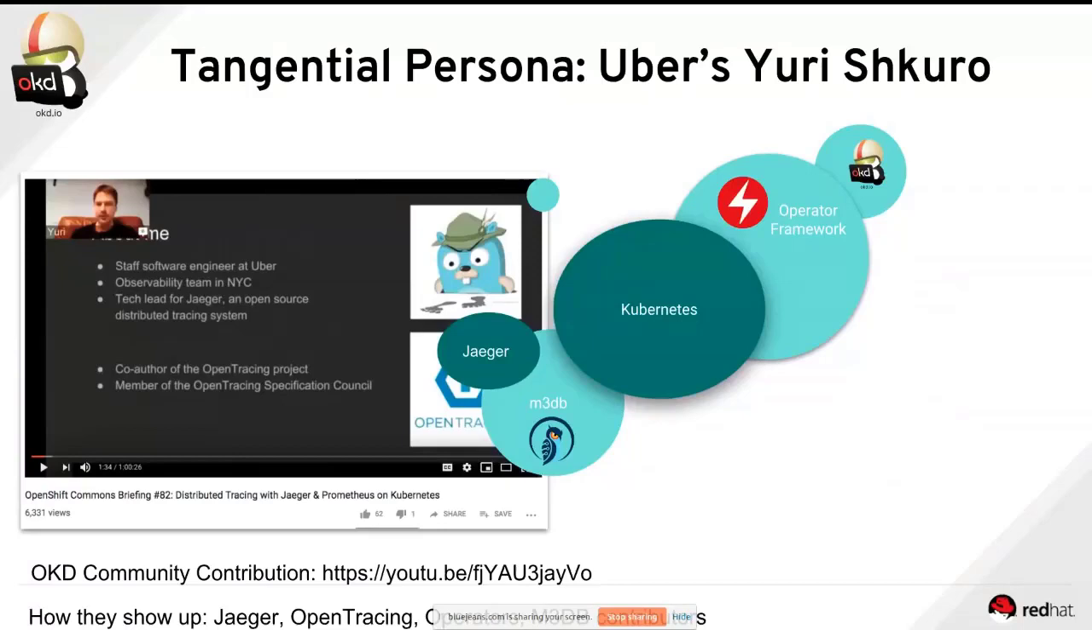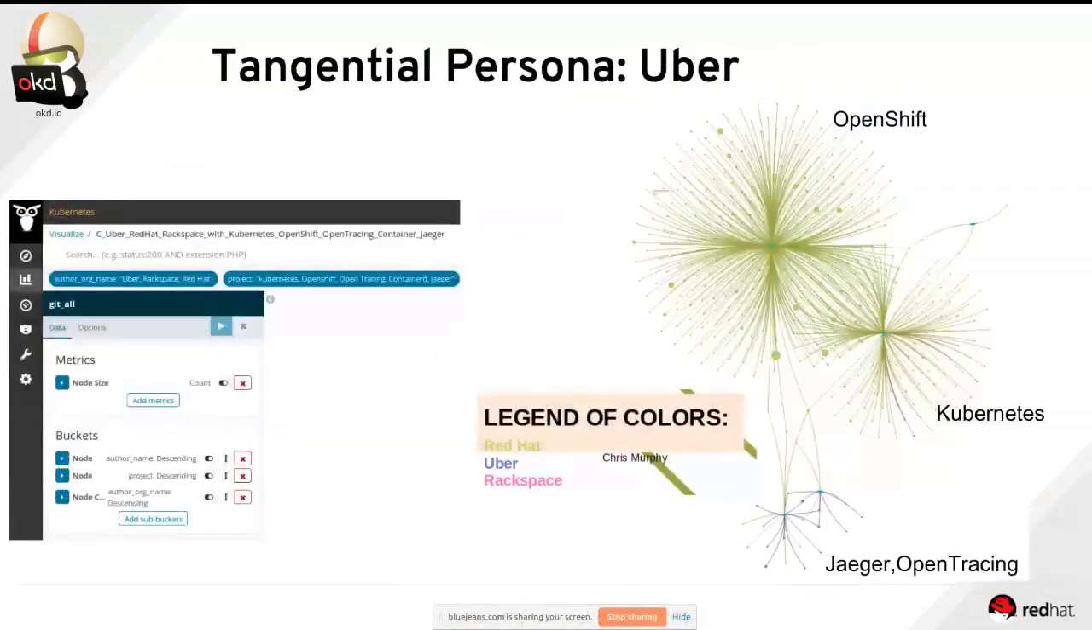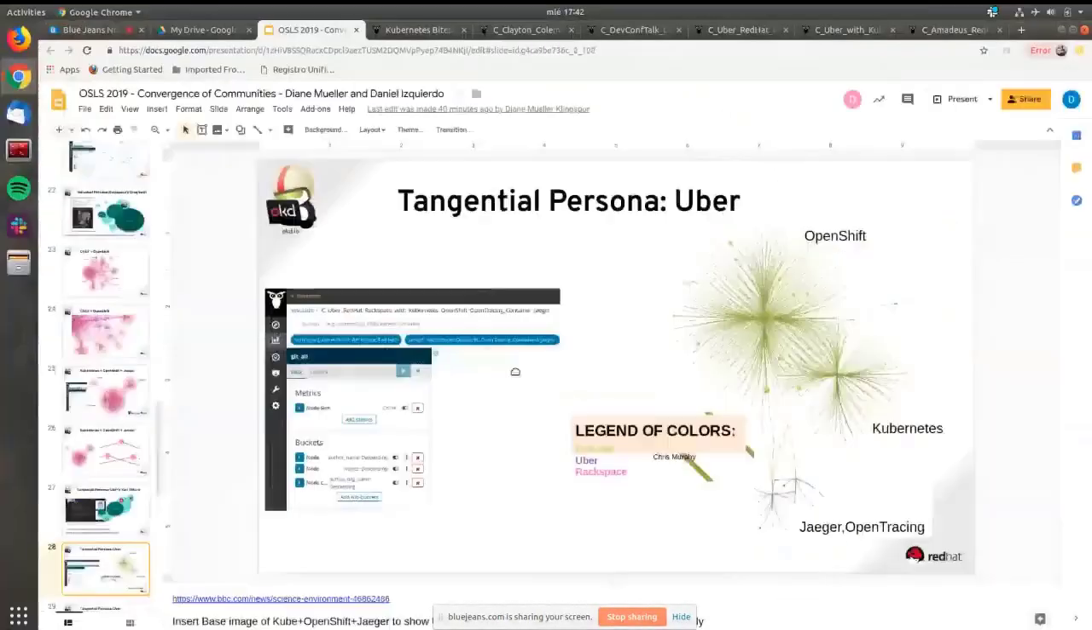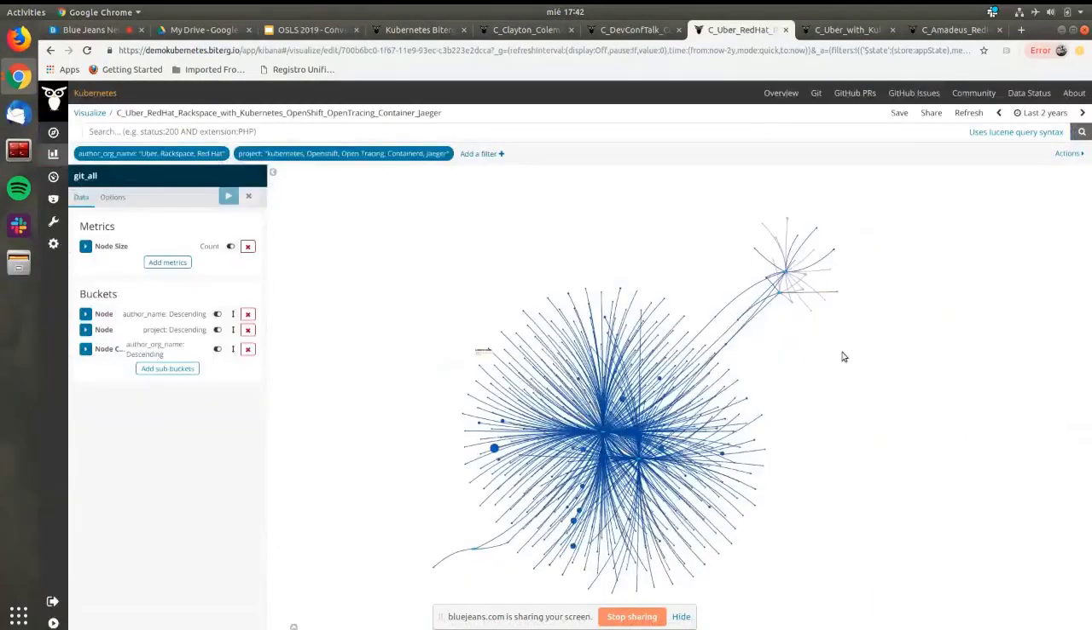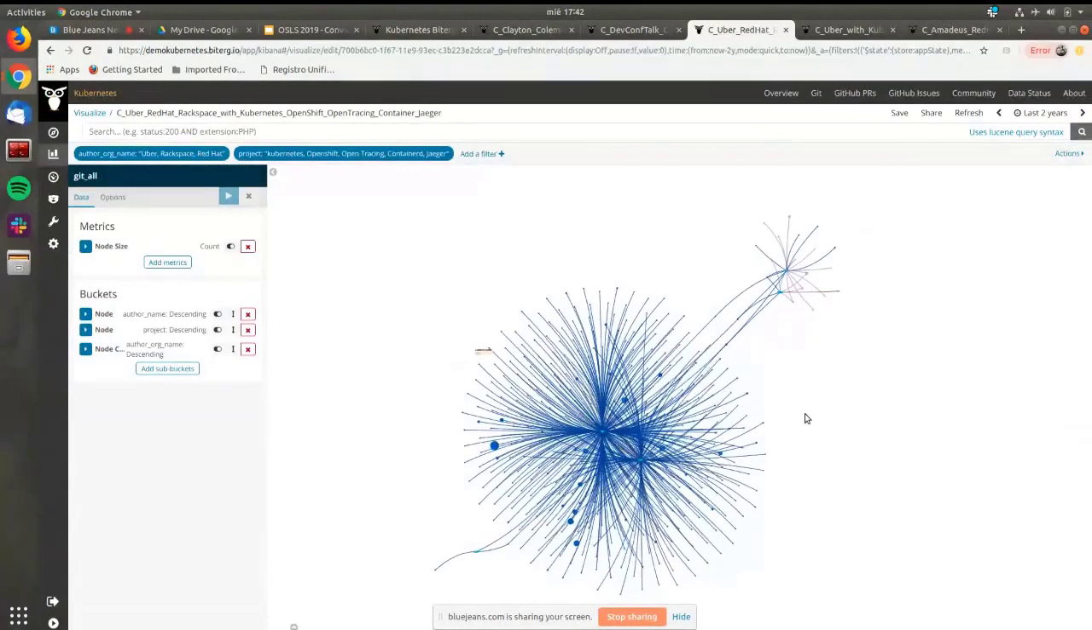So we take a look at Yuri, and the interesting thing is as we were diving into Yuri, we were also having these other conversations from the operator framework perspective, looking at where some of the Uber people were also writing operators that we are hoping to have run on OpenShift. So it becomes a really interesting tangle of relationships here. If you want to describe a little bit about what you found with the Jaeger and OpenTracing project.